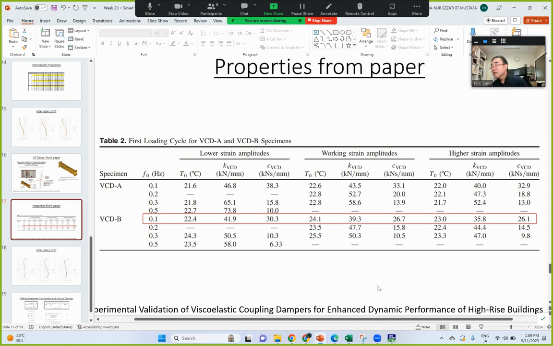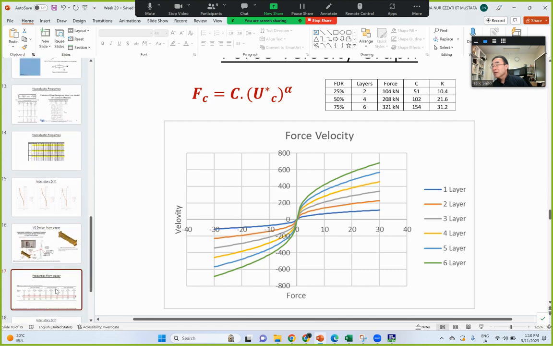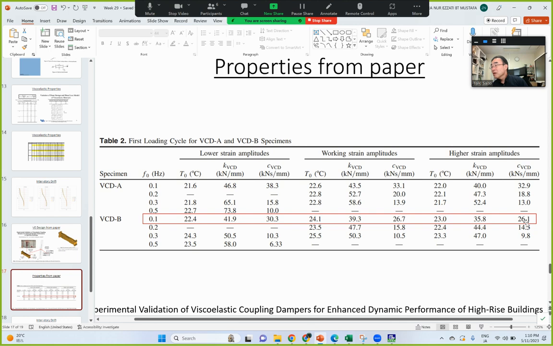Is this value similar to oilless material? Oilless is this one, sensei. I calculate here C and K. Not much difference: 50, 100, 150. Okay, could you show me again? This one. The lowest amplitude is 30, and working strain is 26, and the highest strain is 26. I think the stiffness is more different, not much.